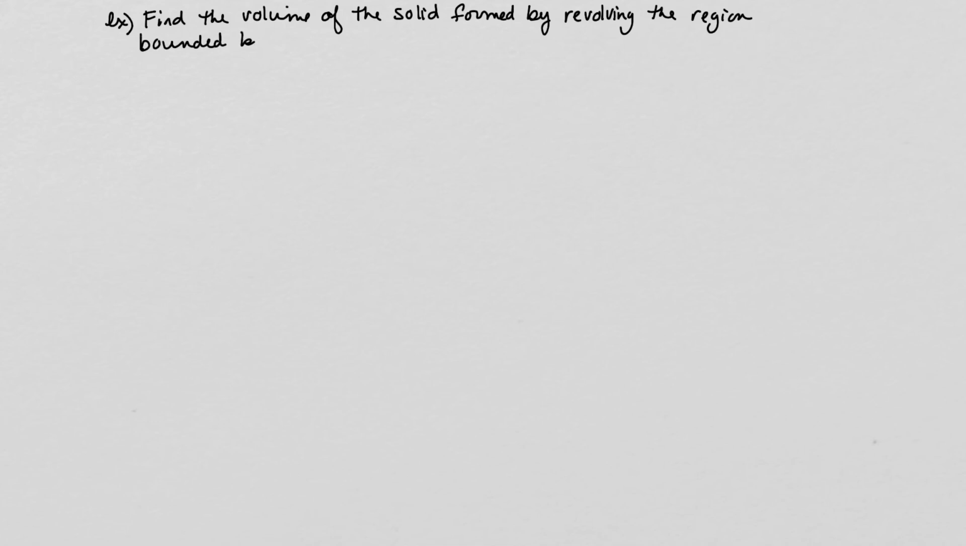Find the volume of the solid formed by revolving the region bounded by y equals x squared plus 1, y equals 0, x equals 0, and x equals 1 about the y-axis.